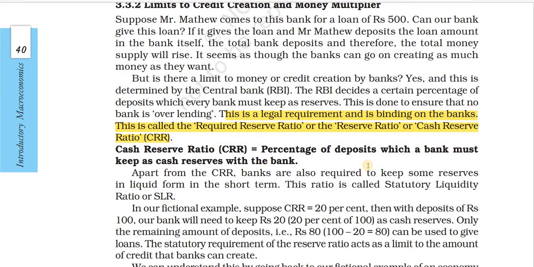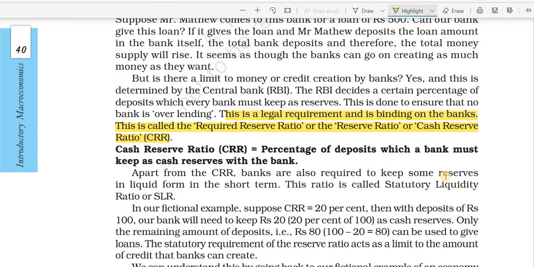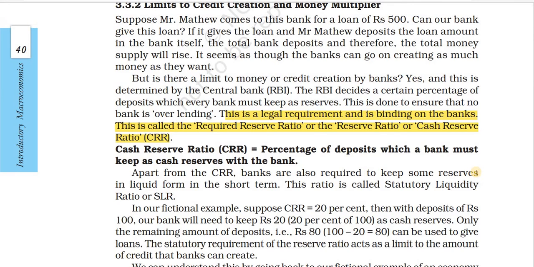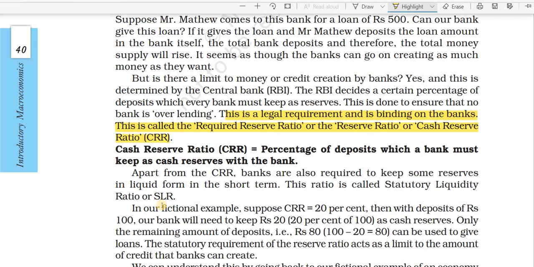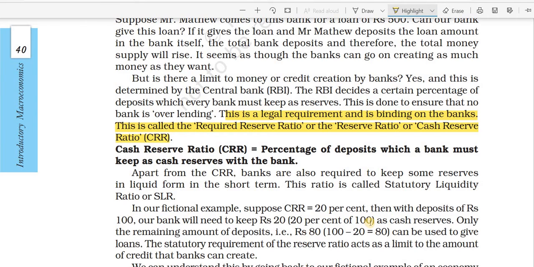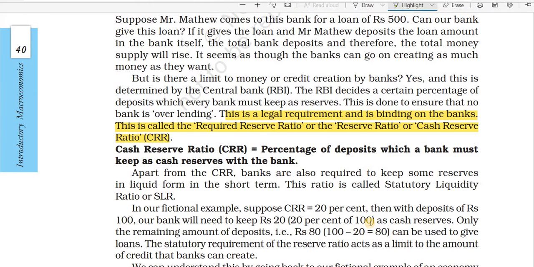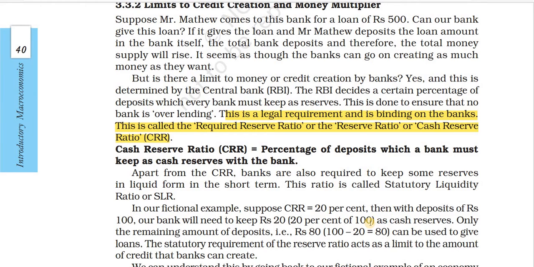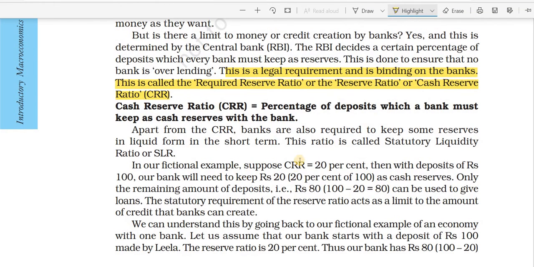Then apart from CRR, banks are also required to keep some reserve in liquid form, that is, in the form of money. This ratio is called the statutory liquidity ratio. That means they need to keep some amount in liquid form. That is the statutory liquidity ratio.